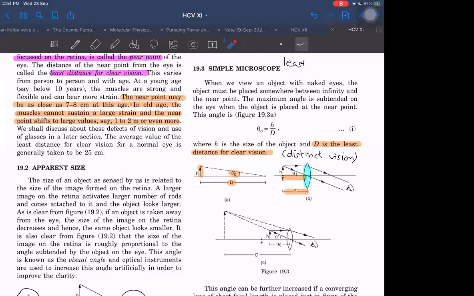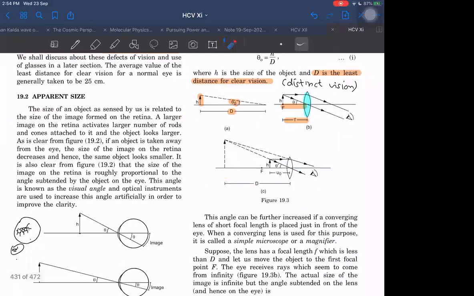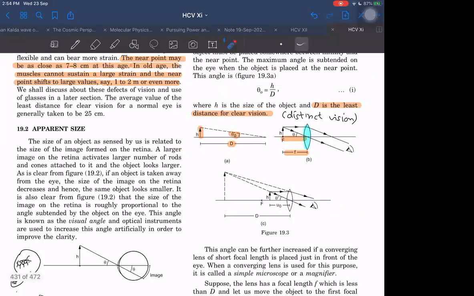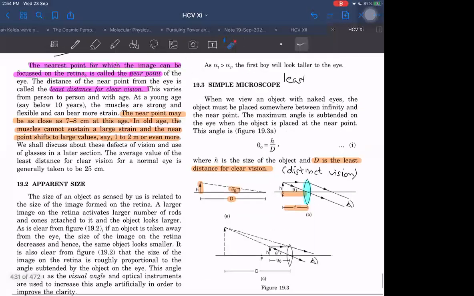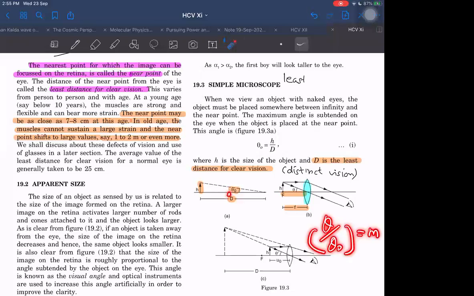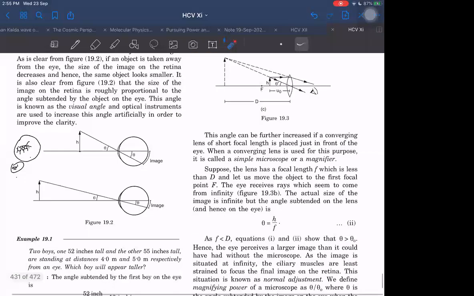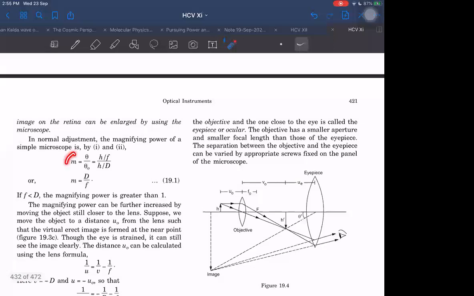And I will say that the angle subtended will now become larger. So what will be the angle subtended now? The angle subtended now will be equal to theta. The new angle theta upon the actual angle which was subtended before, theta naught: theta by theta naught. That should be called magnification. That is how they define it. Let me check once here. Yes, see here, theta by theta naught is called magnification. That is (h by f) upon (h by d). So finally it comes out to be equal to d by f.